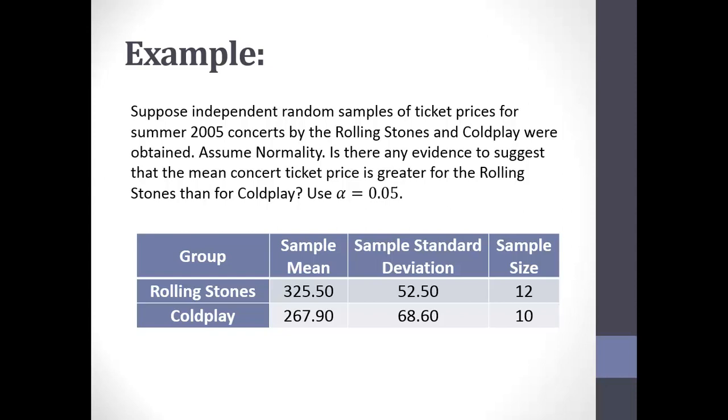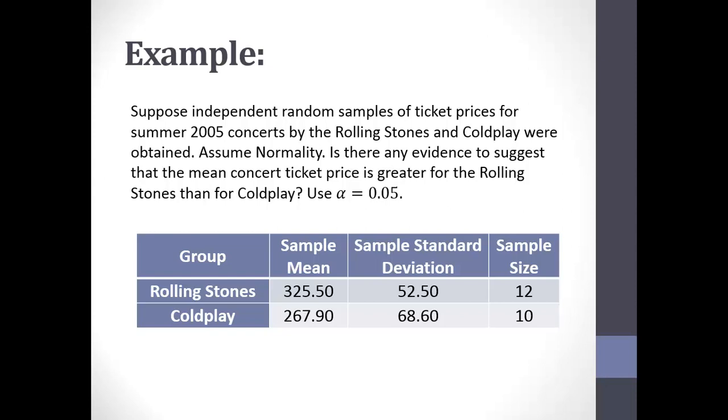So our example here: suppose we have independent random samples of ticket prices for concerts from summer 2005, and we're looking at the Rolling Stones and Coldplay. There was some discussion on who listens to the Rolling Stones anymore. I would object to that, but we'll assume we're back in 2005 when people still listen to the Rolling Stones. So we're going to assume that we have normality in our populations. And the question we want to know is, is there evidence to suggest that the mean concert price is greater for the Rolling Stones than for Coldplay? And we will use alpha 0.05.